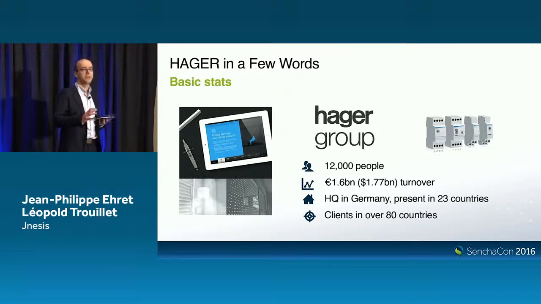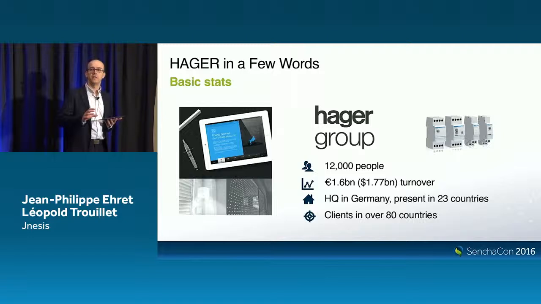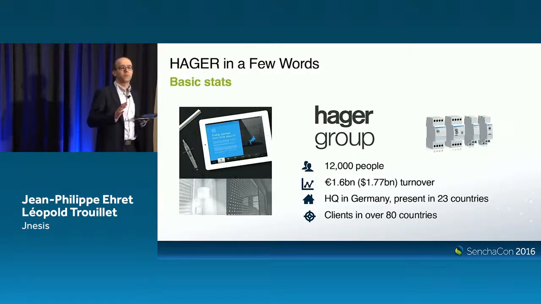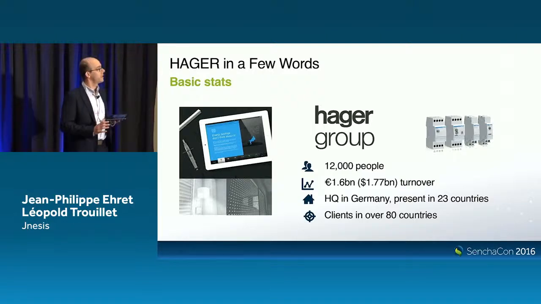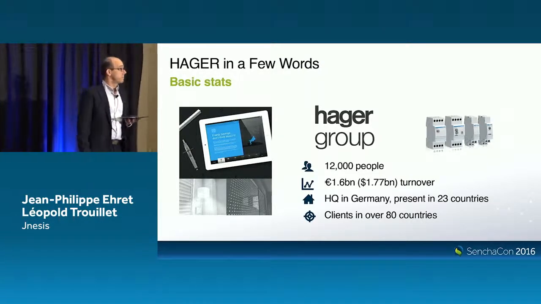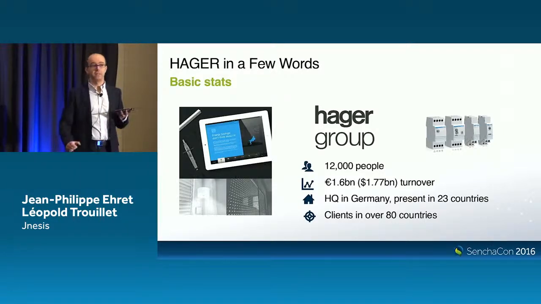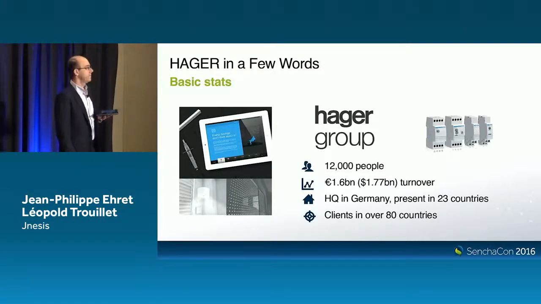You have probably heard of Hager because they manufacture some pieces of equipment you find in electrical cabinets. But if you do not know this company very well, it's a pretty huge company. They make more than 1.5 billion turnover, and it's a German brand, and they are very well known for the quality of their products.